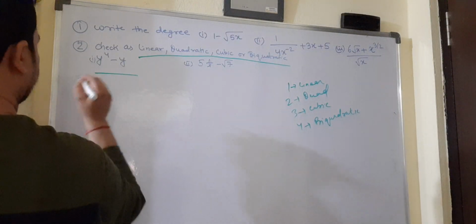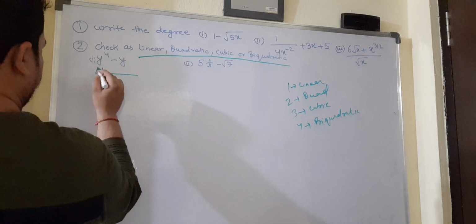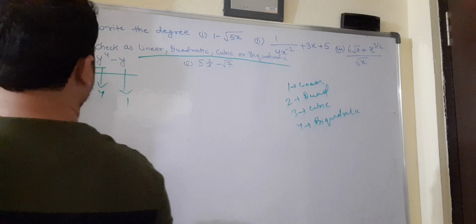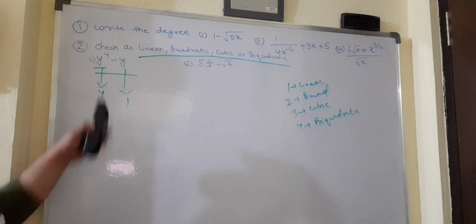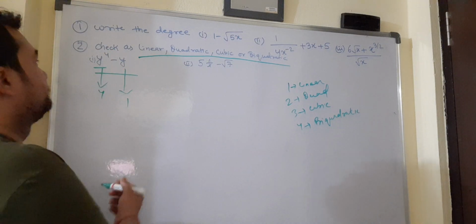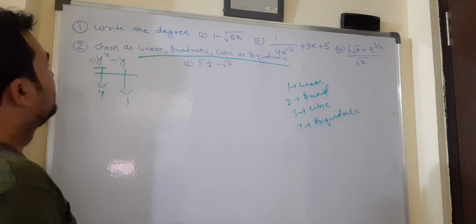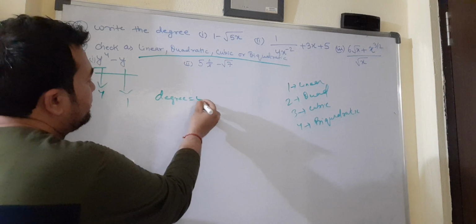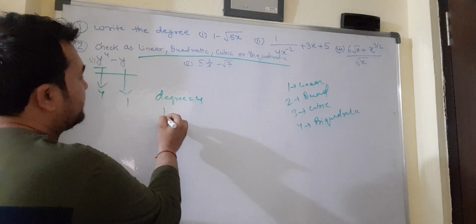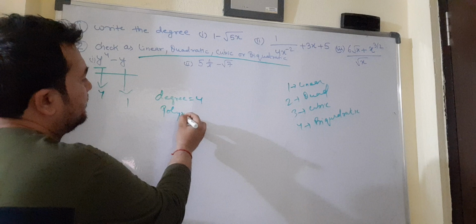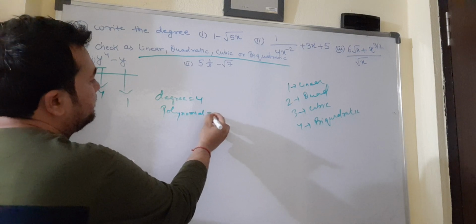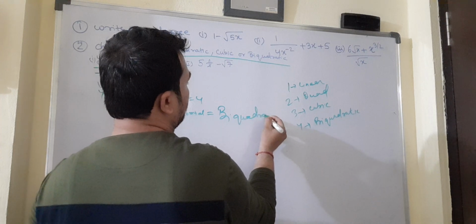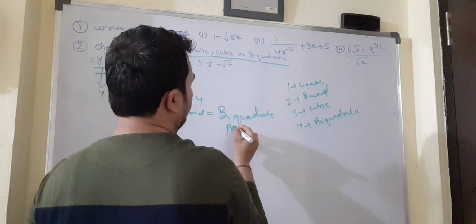In this one, this term has highest power 4 and this term has highest power 1. So the highest power of this polynomial is 4. So the degree of this polynomial is 4, and when the degree is 4, the polynomial is called a biquadratic polynomial. Biquadratic polynomial.